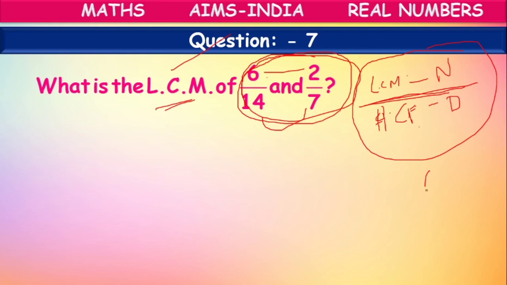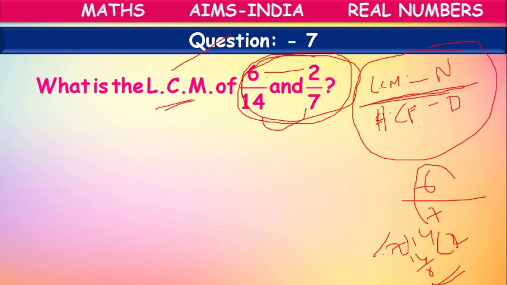LCM of 6 and 2 is 6. LCM of 6 and 2 is 6 only. HCF of 7 and 14 will be 7, because if we divide 14 with 7, 7 twos are 14, we will get 0. So 7 is the HCF.